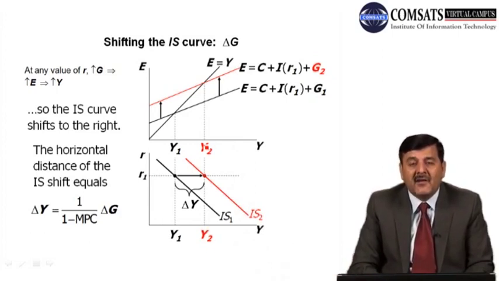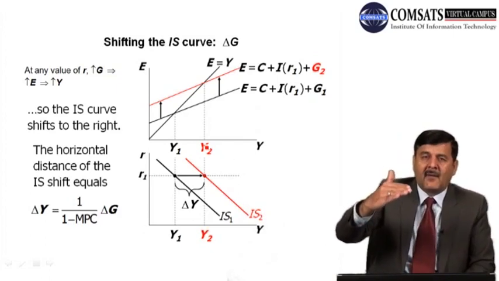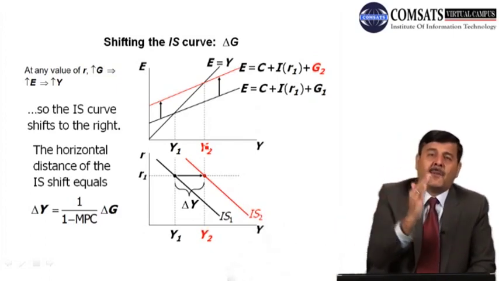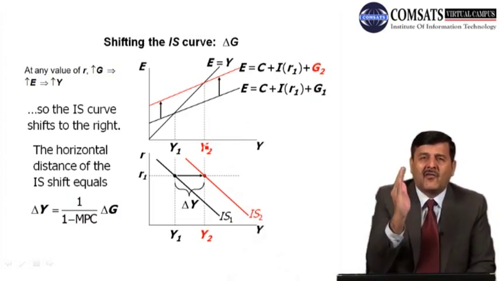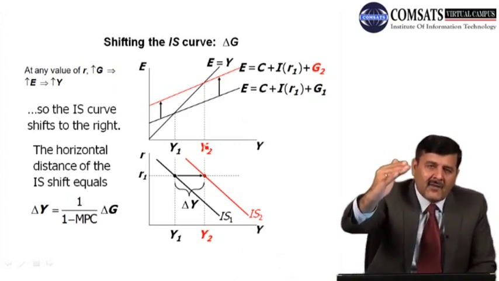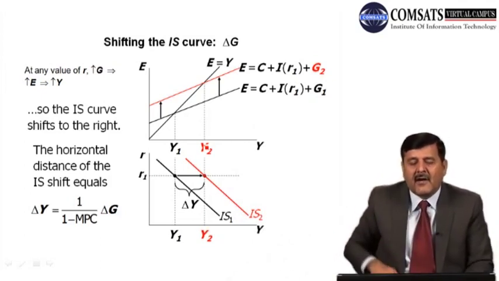What will happen to the expenditure curve? When government purchases, government spending increases, what will happen to planned expenditure? Naturally, government expenditure is a component of planned expenditure. Planned expenditure is equal to C plus I plus G. So when government spending increases, E will increase. The curve will shift rightward.